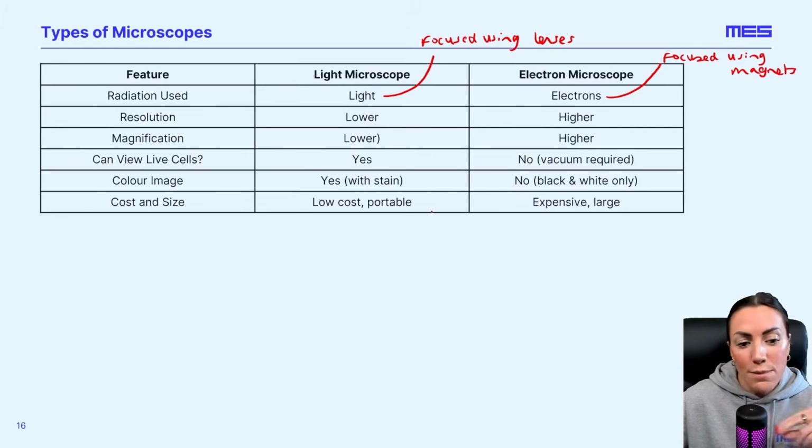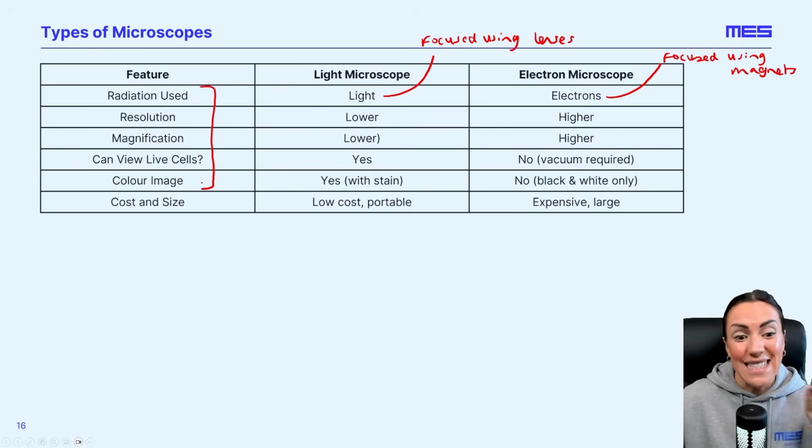The light microscopes are lower cost, portable, less of a preparation time and fewer skills are needed. The electron microscope is far more expensive, it's much larger, and remember you have a much more complex, time-consuming preparation process. In terms of exam questions, I would not talk about cost in the exam because it's often not on the mark scheme, but any of these features would be acceptable as differences between those two types of microscope.